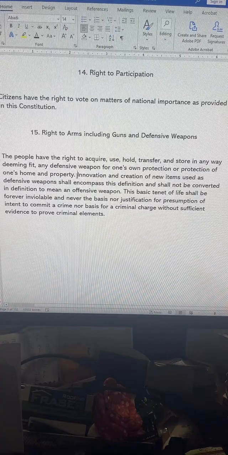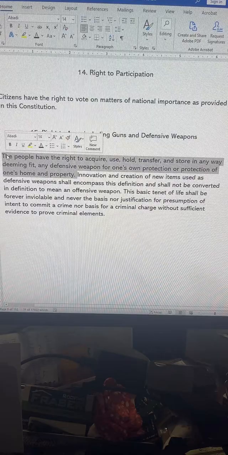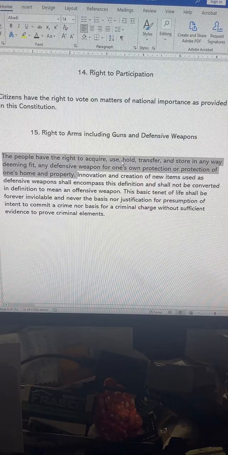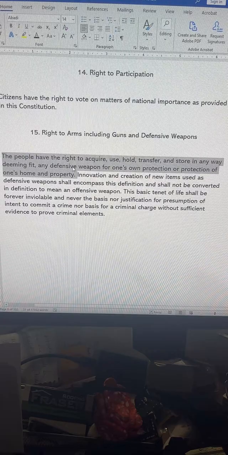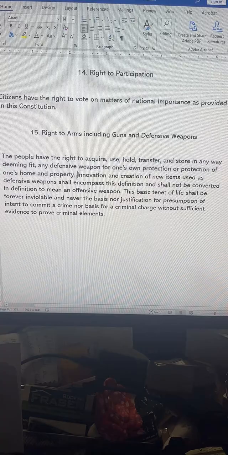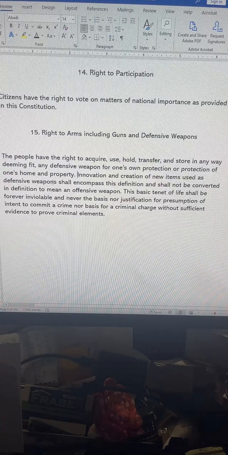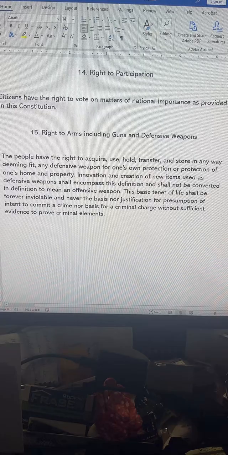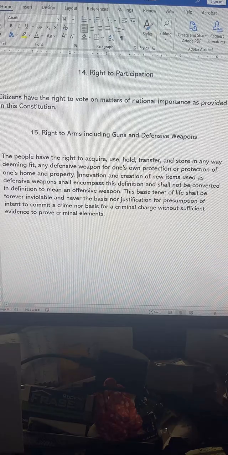All right. So the first part is talking about its true purpose, to allow the people to have the right to acquire any defensive weapon for their own protection or the protection of one's home and property, right? So anything where you have, you're supposed to be able to protect it. You're not supposed to call and wait for protection to come. That is ridiculous. Innovation and creation of new items used as defensive weapons shall encompass this definition and shall not be converted in definition to mean an offensive weapon.